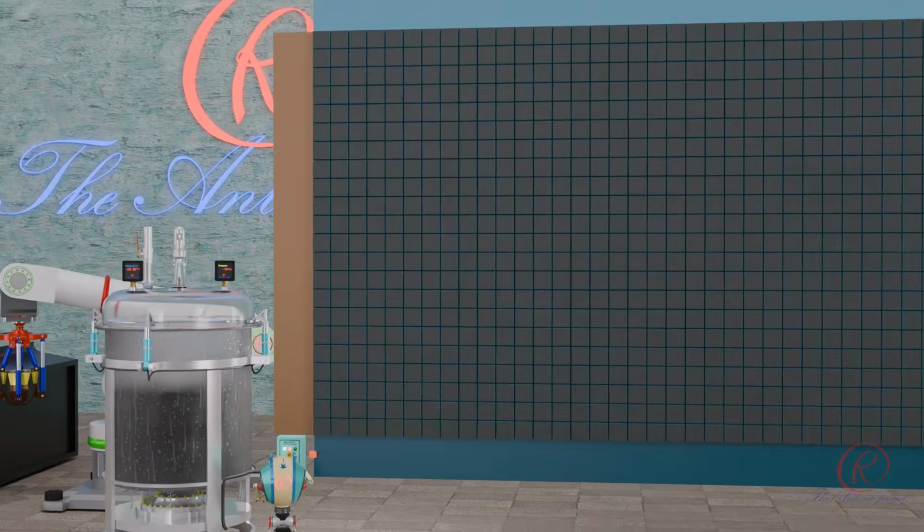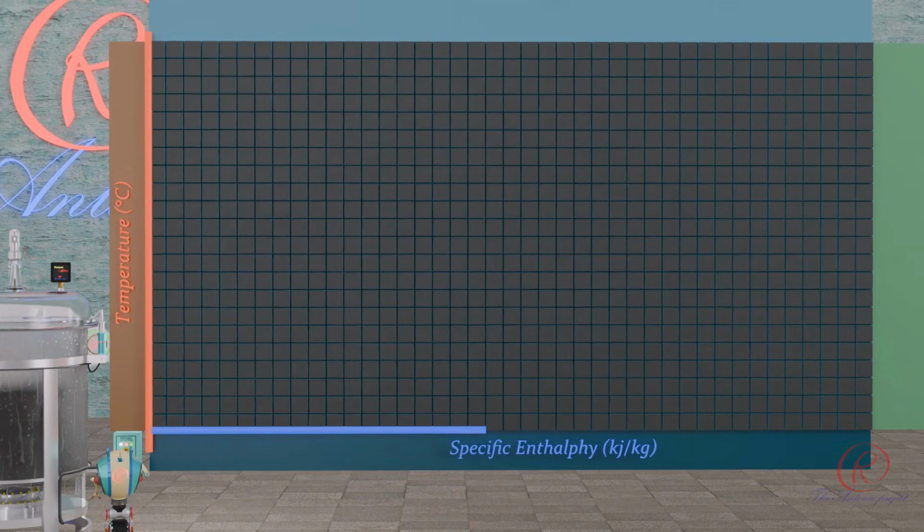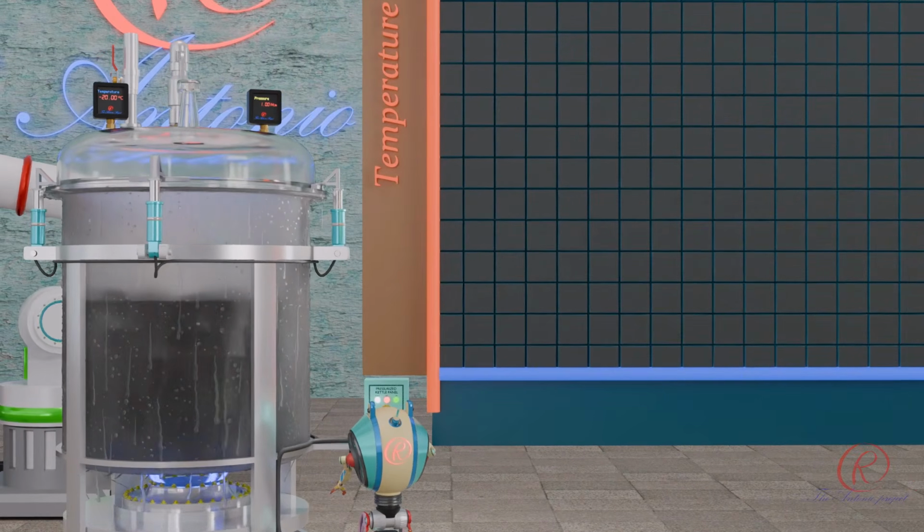In this diagram, the vertical axis or Y shows the temperature in degrees Celsius, and the horizontal axis or X shows the specific enthalpy in kilojoules per kilogram. The phase diagram shows the change of temperature and phase depending on the specific enthalpy contained in the water molecules.